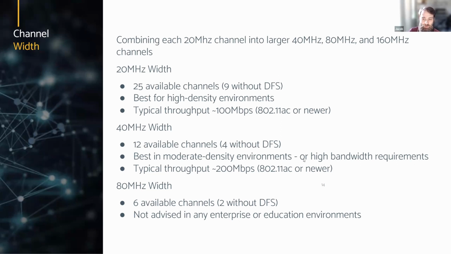So anyway, like I said, moderate density, high bandwidth requirements. And the typical throughput, again, estimated numbers, Wi-Fi throughput has a lot of variables involved, so it's hard to give you a guarantee, right?